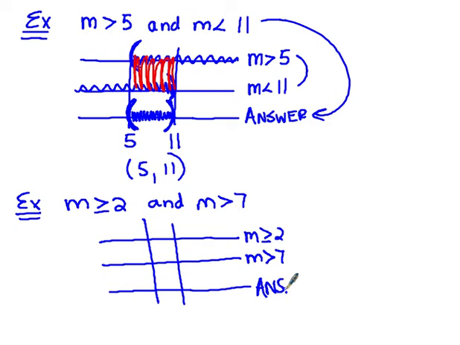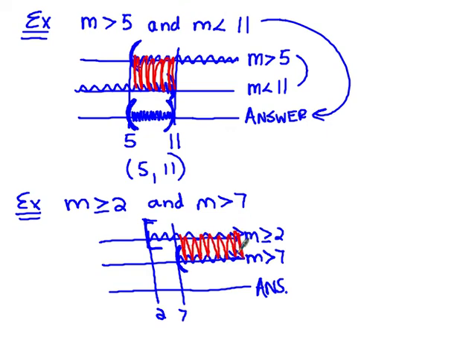Okay? So, greater than or equal to 2 would be a bracket shaded to the right. M greater than 7 would be a parentheses shaded to the right. Now, where do they intersect this time? And y'all always think that they intersect in the middle, but they don't here. They intersect in this part.